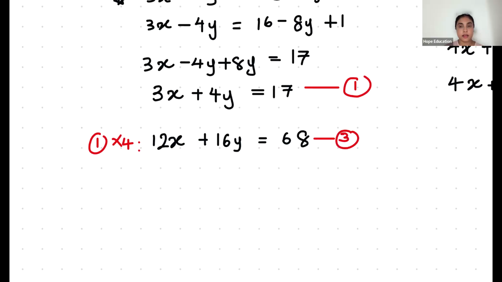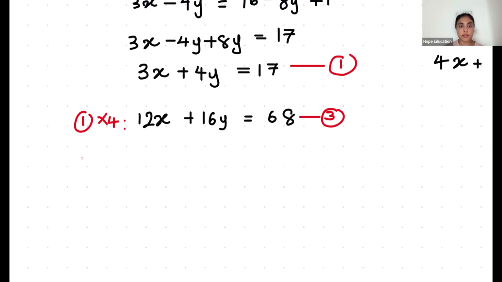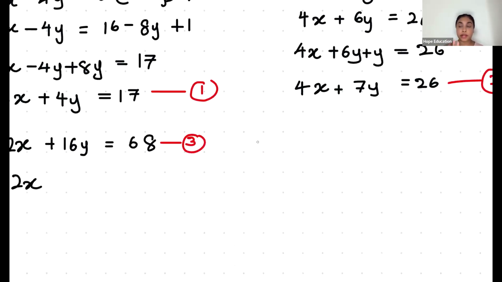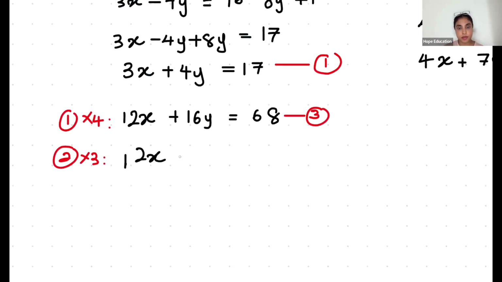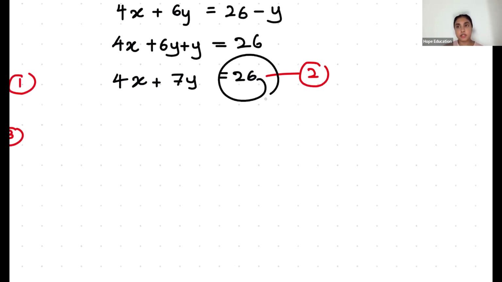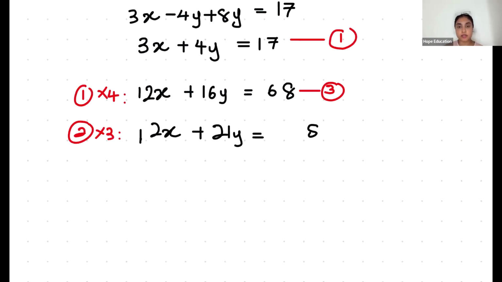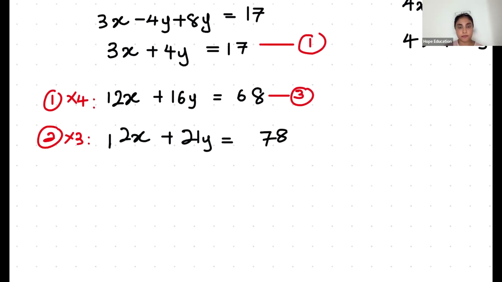Then here, equation number 2, I will multiply by 3. So 3 times 4x is 12x. 3 times 7y is 21y. Equals here 26. So 3 times 26, 3 times 6 is 18, 1 remaining, 3 times 2 is 6 plus 1, 7. That is 78. That is my equation number 4. Okay.